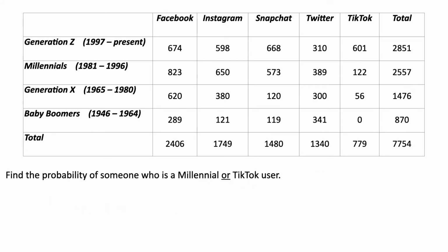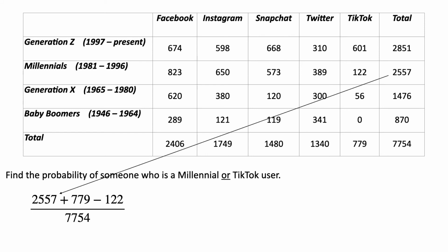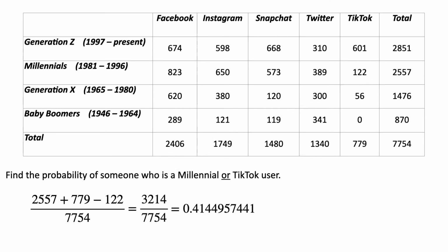What is the probability of someone who is a millennial or TikTok user? So we have to add both of those, but not overcount. The way I chose to do this was to demonstrate that you can subtract. So you have millennials there. Then you have your TikTok users, and then I'll just subtract the overlapping intersection. So roughly 41%.